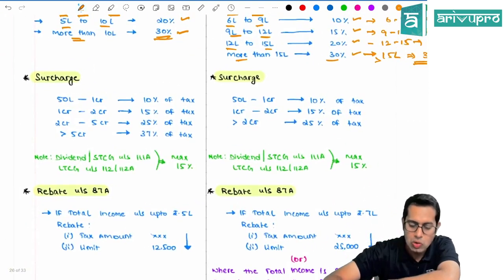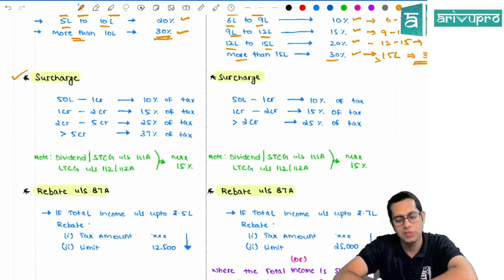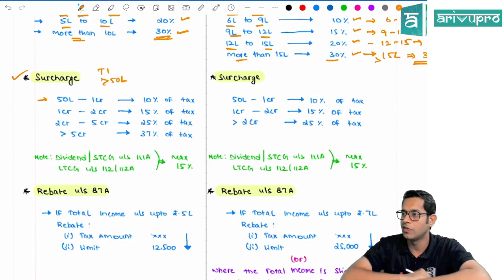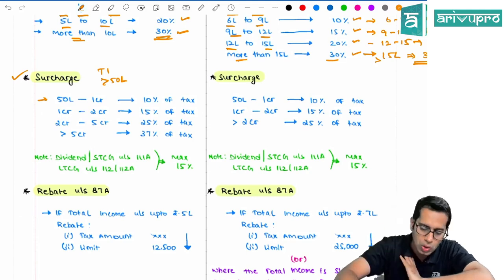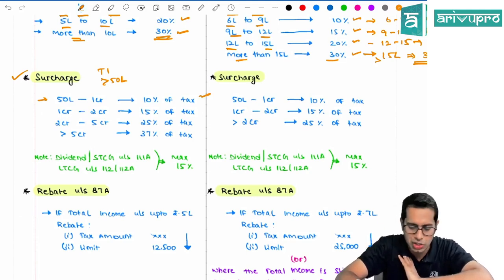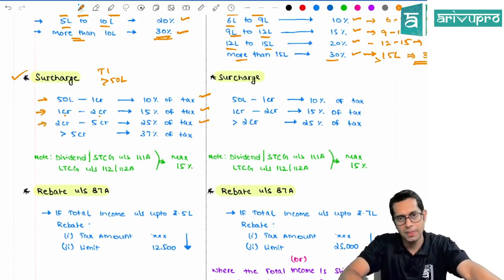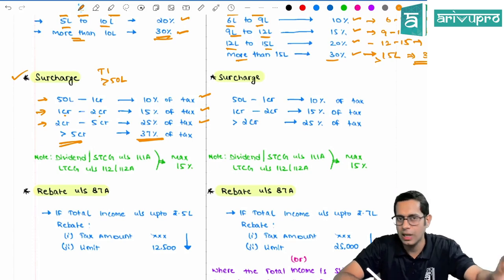Then, sir, do I have to pay something called surcharge? Yes, you will have to pay something called surcharge. Sir, how much is the surcharge which I have to pay? If your total income is more than 50 lakhs, only then surcharge will be applicable. If your income is from 50 lakhs to 1 crore, 10% of tax amount is surcharge. From 1 crore to 2 crores, 15% of tax is your surcharge. From 2 crores to 5 crores, surcharge is 25%. And if your income is more than 5 crores, the surcharge applicable to you will be 37%.